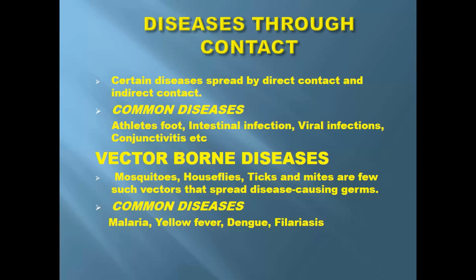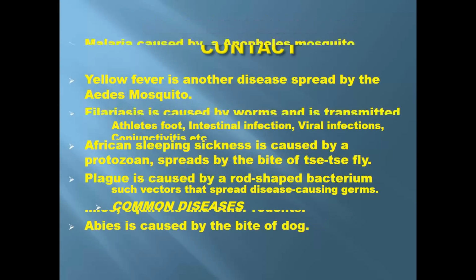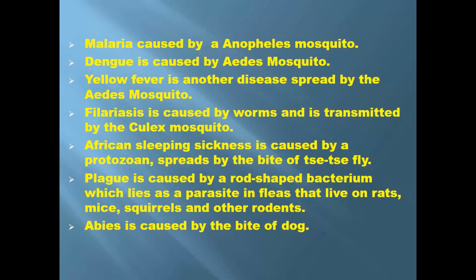Next is vector-borne diseases. Vector-borne diseases are carried by mosquitoes, flies, ticks, and mites. They are a few examples of vectors that spread disease-causing germs. Common diseases are malaria, yellow fever, dengue, and filariasis. Malaria is caused by Anopheles mosquito. Dengue is caused by Aedes mosquito. Yellow fever is another disease spread by Aedes mosquito. Filariasis is caused by worms and is transmitted by Culex mosquito.